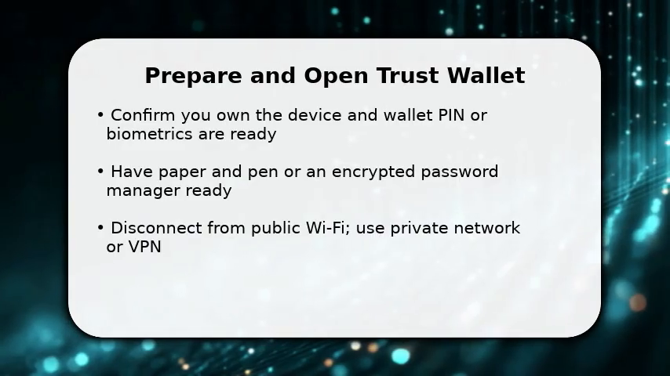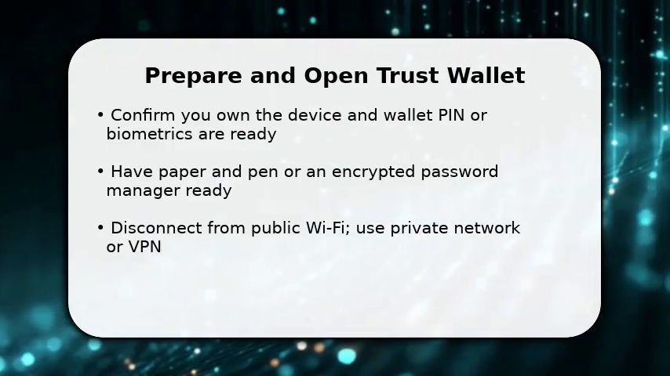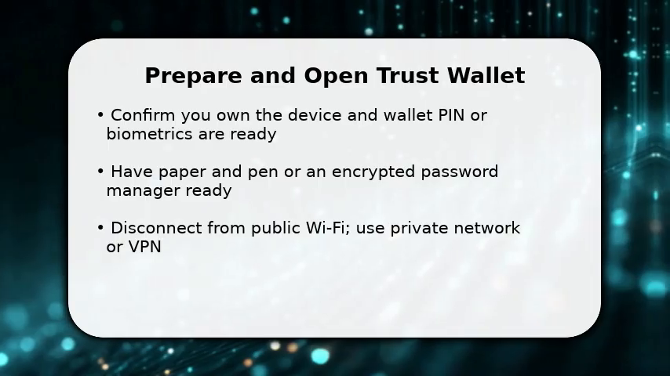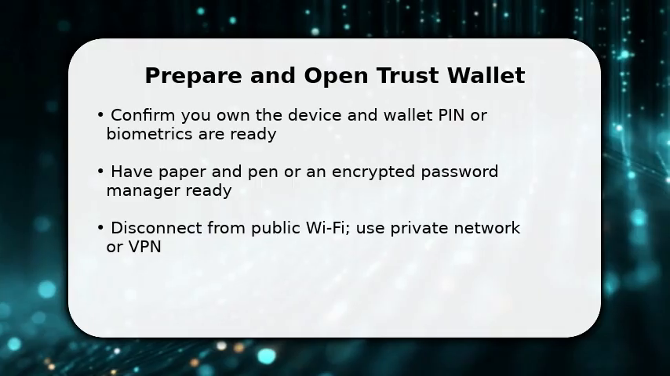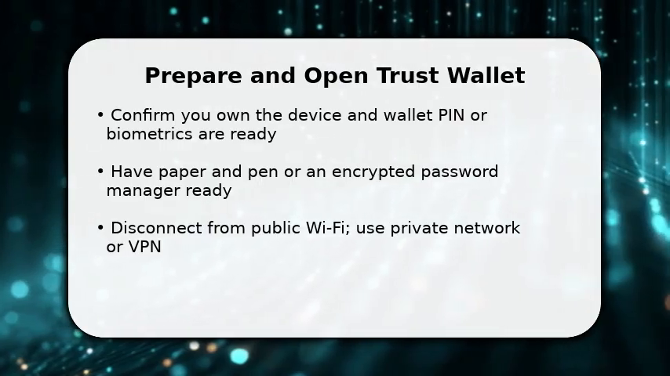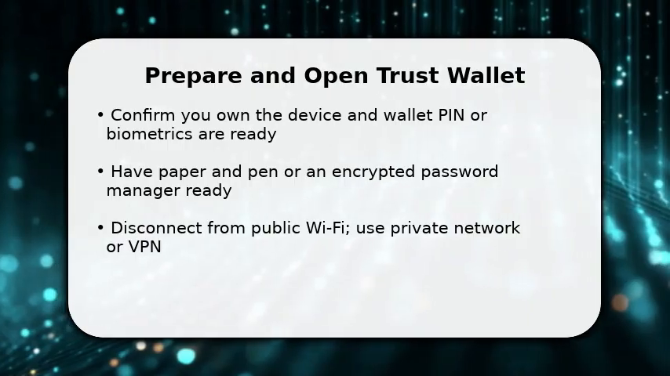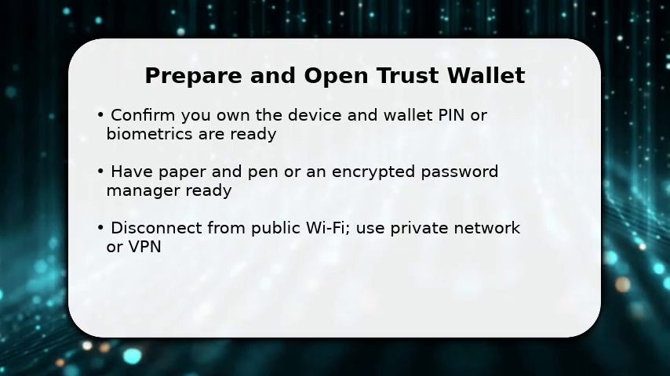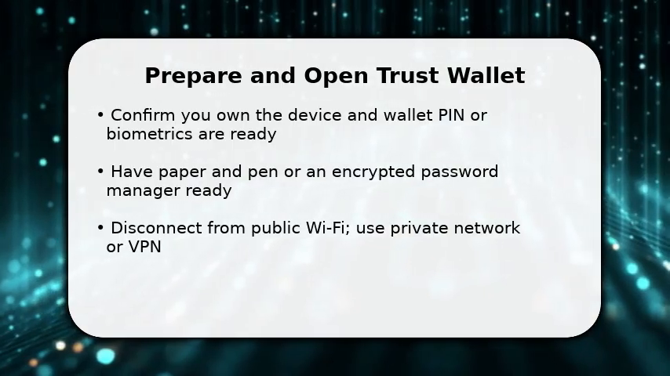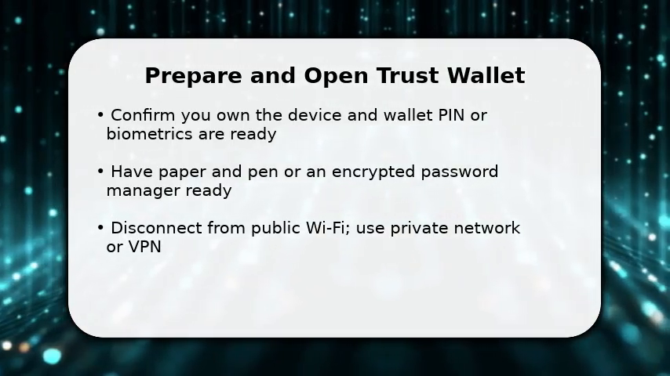You start by ensuring you're using your personal device and logged into Trust Wallet. Once done, unlock the app with your PIN or biometrics and close other apps to avoid screen overlays. Make sure you have a physical medium ready, paper and pen, or an encrypted password manager, because you will copy sensitive data. Also, connect to a private network. Do not use public Wi-Fi. These steps reduce risk and let you proceed to view the secret phrase safely.